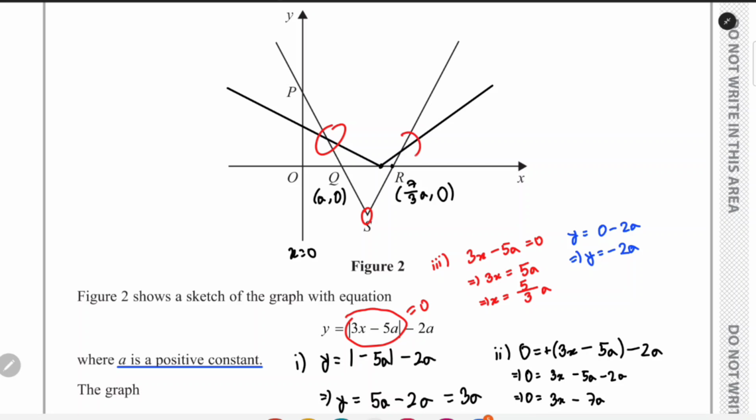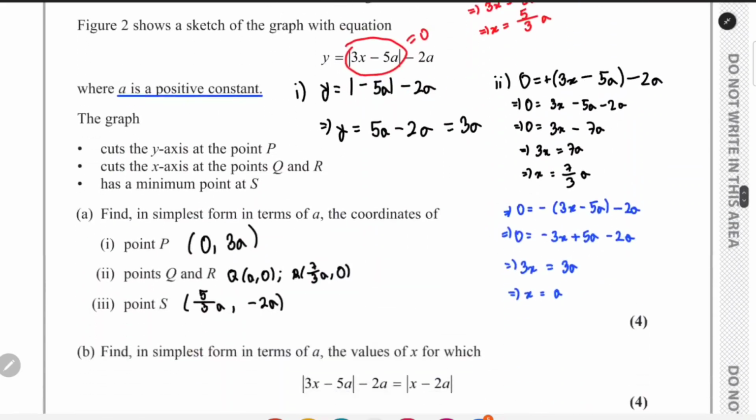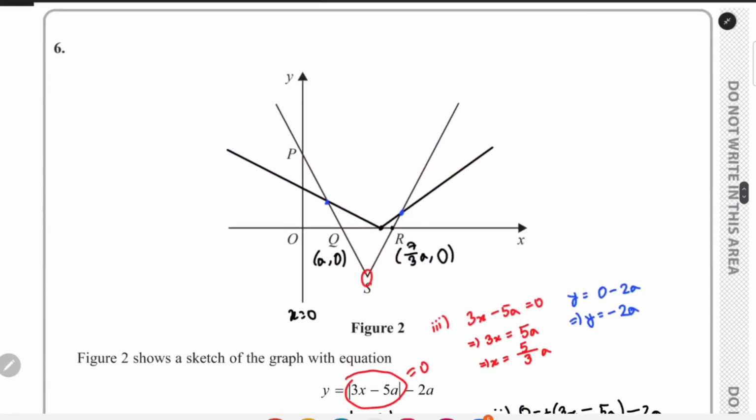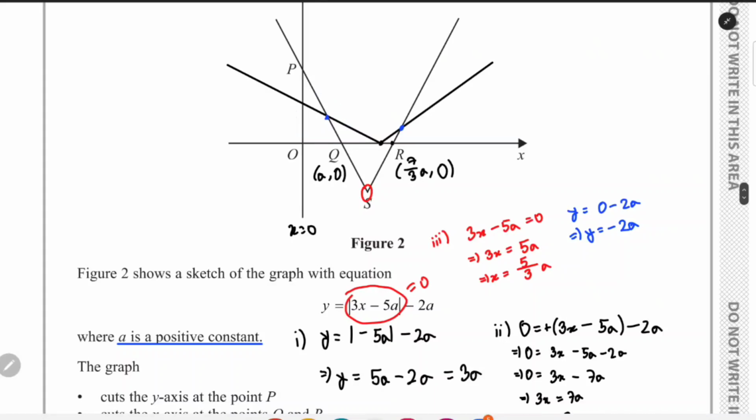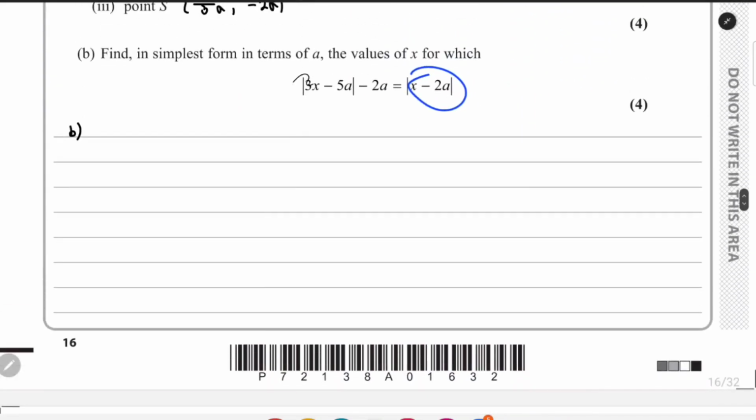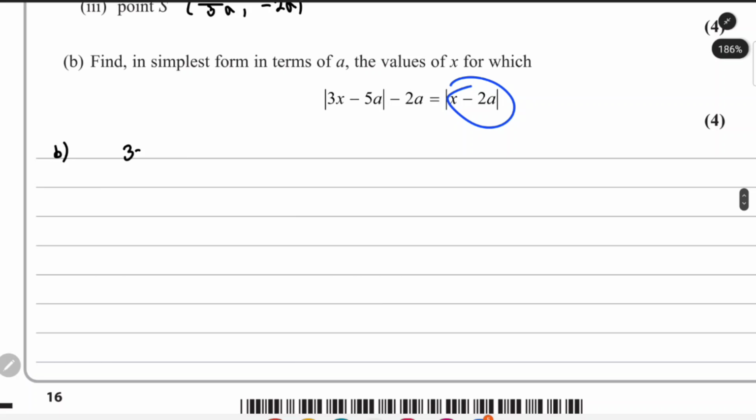So these are the two intersections. At the intersections, the positive part of this equation and the positive part of this equation match, and the negative matches with the negative. So when we have a plus over here, there is a plus over there. When we have a minus over here, we have a minus over here. So 3x minus 5a minus twice a will be equal to x minus twice a. We just have to solve this.